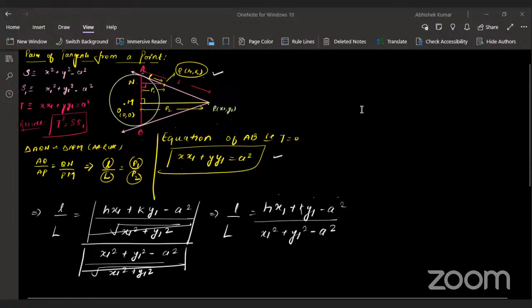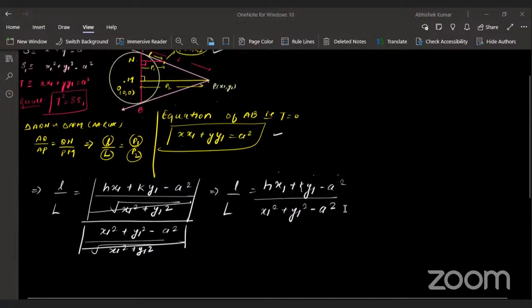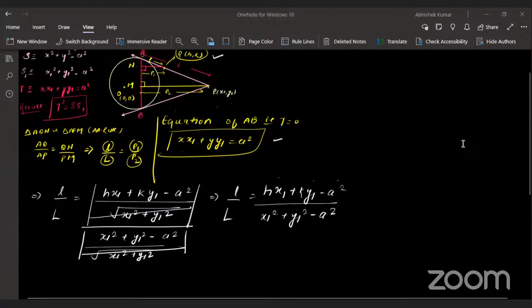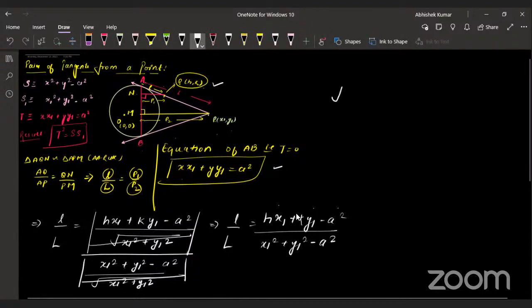Okay. This we have already calculated. P1 and P2 I have calculated. You now think over small l and capital L. So can we say capital L as x1 square plus y1 square, we studied this formula. Note, length of the tangent is given by root S1.